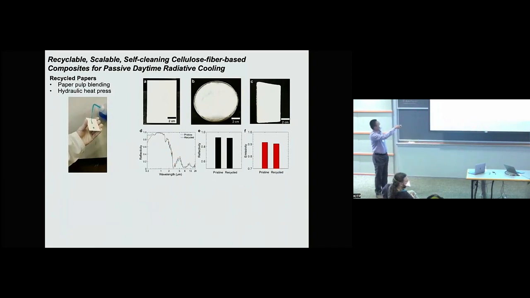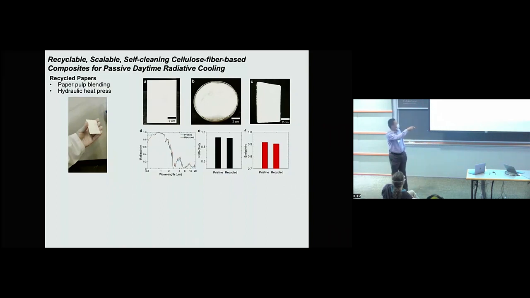In figure A here, this is the cooling paper, or cellulose fiber-based paper, made of recycled paper. And figure B here, paper pulp. We simply use a high-speed blender to make the paper pulp. And figure C here is the recycled cooling paper. After maybe one day of exposure to sunlight, we brought it back to the lab. We use a high-speed blender to remake the paper pulp and make the recycled paper.